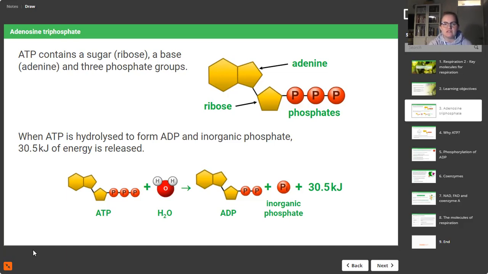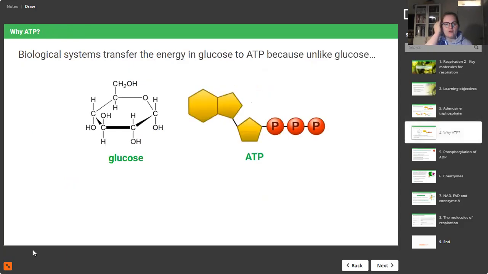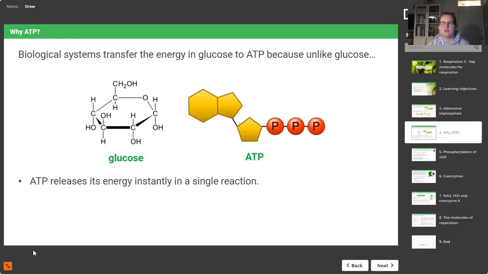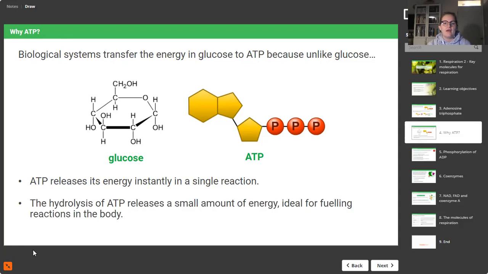So why do we use ATP? Biological systems transfer the energy in glucose to ATP because, unlike glucose, ATP is able to release energy instantly in that single reaction. So in that hydrolysis reaction, that 30.5 kilojoules of energy is just released instantaneously. That doesn't happen in glucose. And the hydrolysis of ATP releases a small amount of energy, and that's ideal for fueling those reactions in the body instantly.